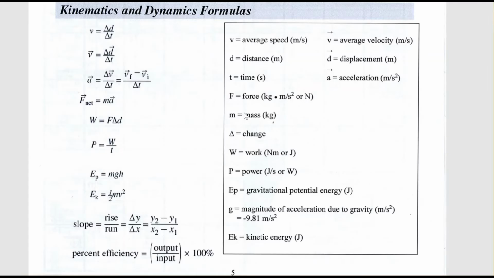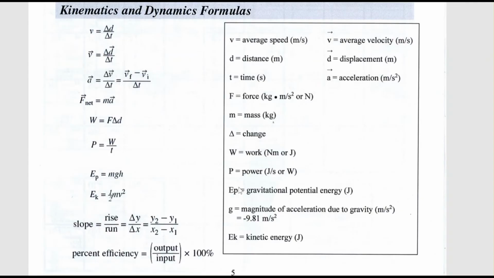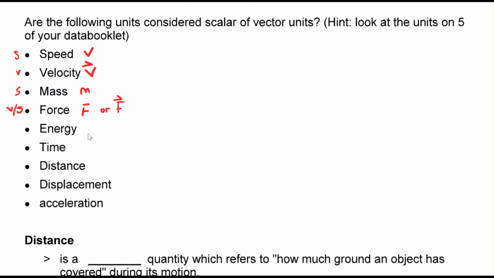Let's take a look at, what was the next one? Energy. E is energy, so gravitational potential energy is measured in joules. I don't see any arrow above it. Kinetic energy, I don't see any arrow above it, so we're going to say this is E with no arrow above it, so that's a scalar.